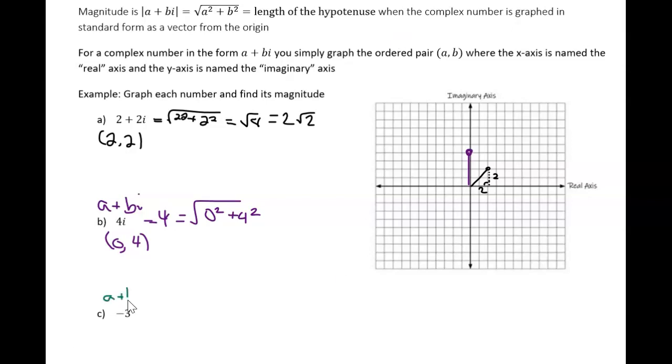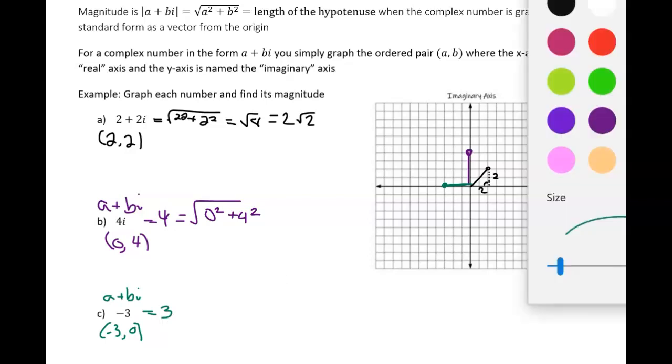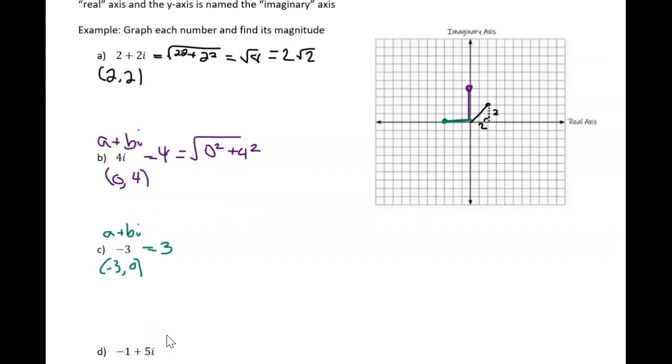For our next example, we're going to graph negative 3. So if you're considering your a plus bi form, this is considered a complex number, and we're going to graph it as (-3, 0), since it doesn't have a complex part. That's here, and the magnitude of that is just 3. Magnitude must be positive. It's just your length. It does not include direction.